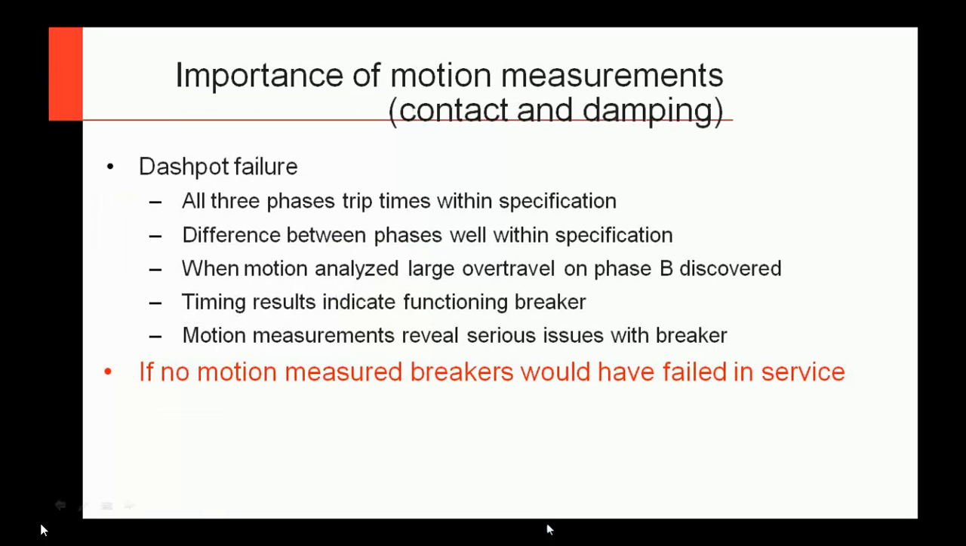So, as I said, all three phase trip times were well within spec. Everything looked good. If they looked at the motion, there's that large over travel on B phase. Once they operated a few more times, B phase actually stopped working. But if they would have looked at their initial results just with the timing, they would have thought the breaker's fine and put it into service, and it would have failed in service. So if no motion measurement was taken, this breaker would have failed in service.